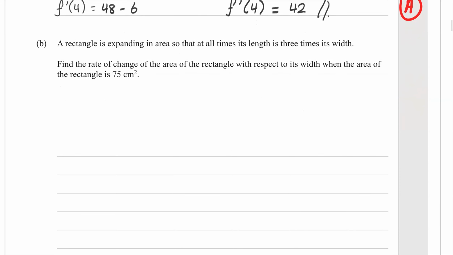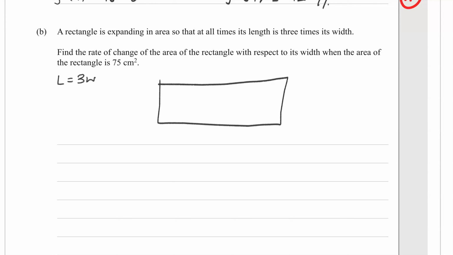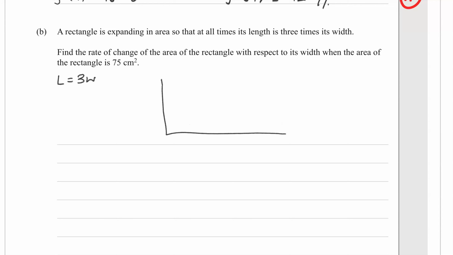Moving on, we've got a rectangle which is expanding. Its length is 3 times its width. So what's really important is we'll draw a diagram. First things first, I'll write a statement: length is equal to 3 times the width. I'll draw a rectangle. Oh, that's a pretty bad rectangle. I'll try to draw a better one. There you go, that's a bit better. This is our width, and this is our length. And remember, length was equal to 3 times the width. So the area is equal to length times width, which is 3w squared.